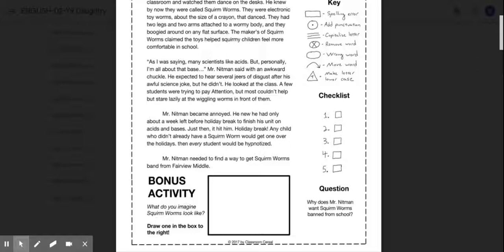Just then it hit him. Holiday break. Any child who didn't already have a squirmworm would get one over the holidays, then every student would be hypnotized. Mr. Knitman needed to find a way to get squirmworms banned from Fairview Middle.